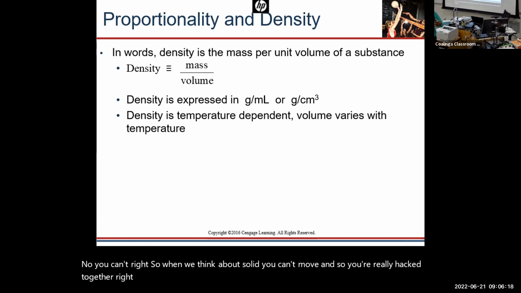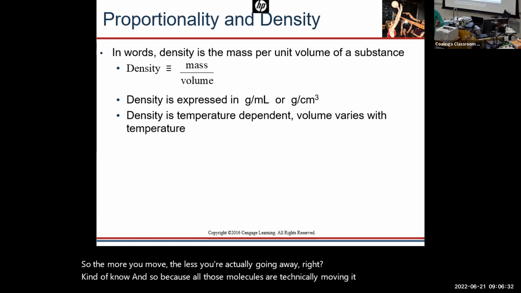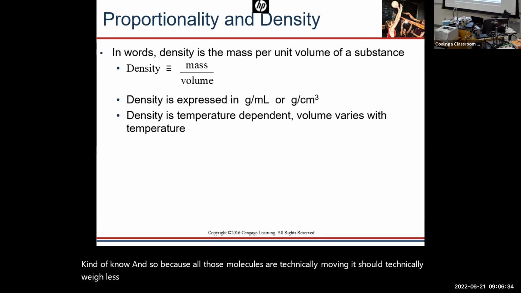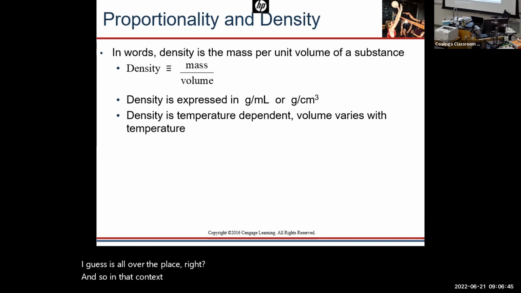Now we know that if you're not packed, you can move, right? So the more you move, the less you're actually going to weigh, right? Because all those molecules are technically moving, it should technically weigh less. Technically. All right, some exceptions, we'll talk about that in a second. But when it's a gas, it's all over the place, and so technically it should be the same amount of weight overall, but it's all over the place. It's going to weigh less.